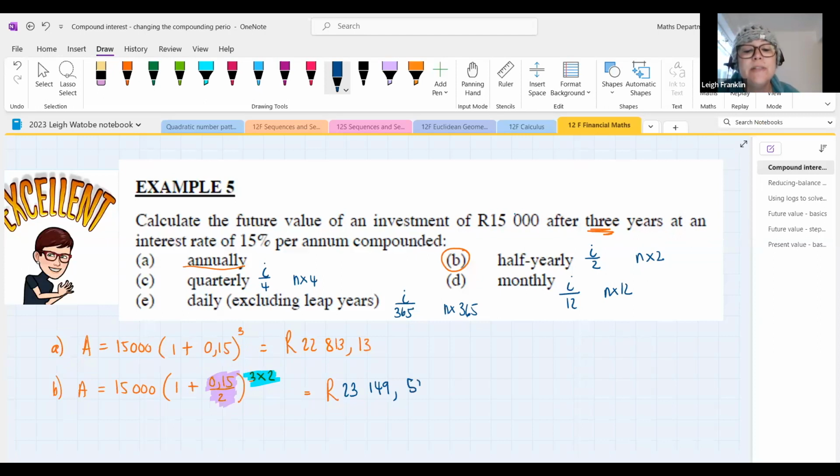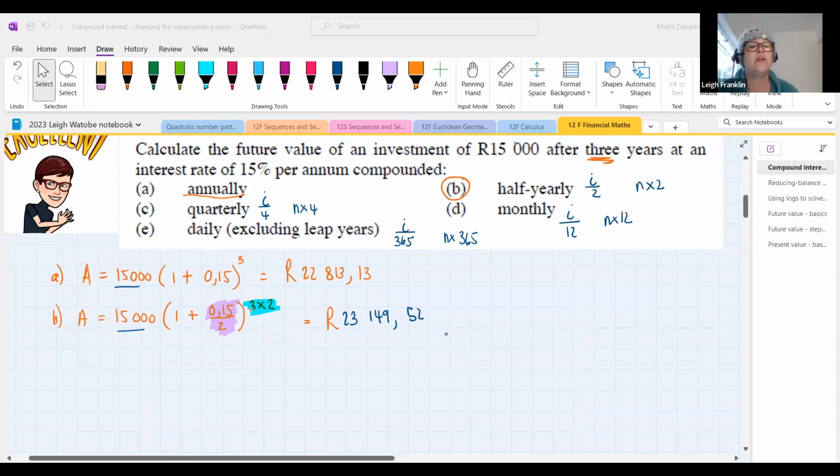So that means it ended up being 23,149.52. You can see when we change the compounding period, even though the initial amount of money invested was the same and the interest rate hasn't changed, we've got more out at the end because we compounded more frequently. So you should find with each subsequent answer here, from A through to B, C, D, E, that your final amount at the end would get bigger and bigger and bigger.